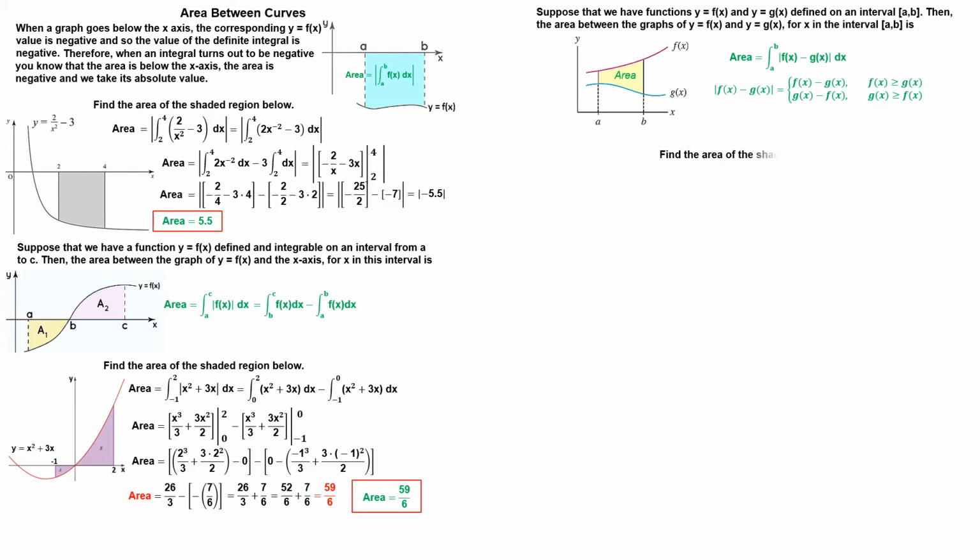Find the area of the shaded region below. From the graph, we can see that f is greater than g in this interval. So the area between these curves can be calculated by making f minus g. We now perform the calculation.